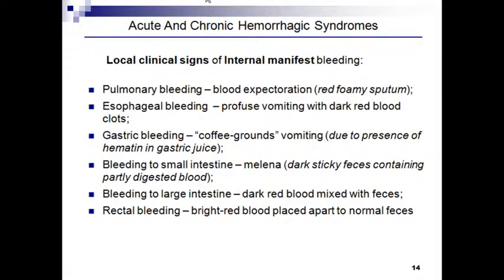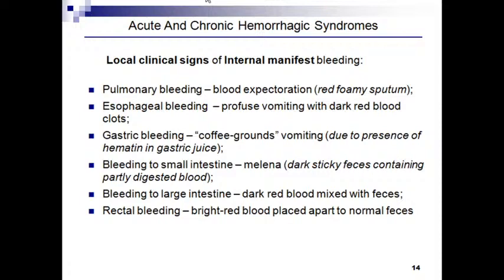Local clinical signs of internal manifest bleeding are signs of bleeding from the source of bleeding, from the site of bleeding. If the patient has pulmonary bleeding, we can see blood expectoration, red foamy sputum. The patient coughs with foamy, brightly red blood, because all blood in the lungs is oxygenated, the concentration of oxygen is increased in the lung, and the patient expectorates red foamy sputum.